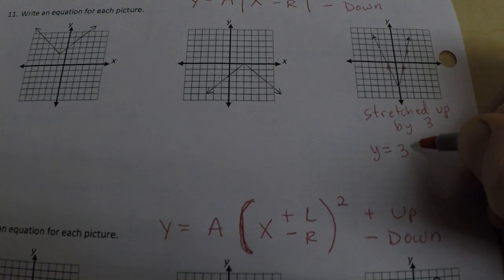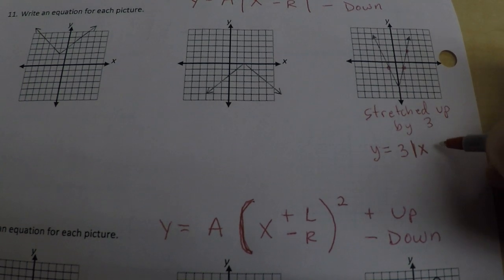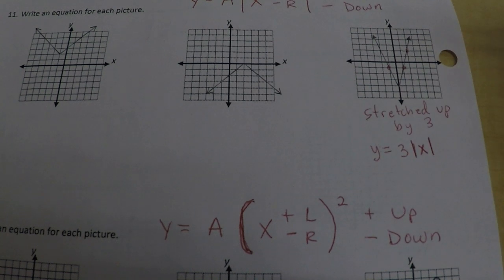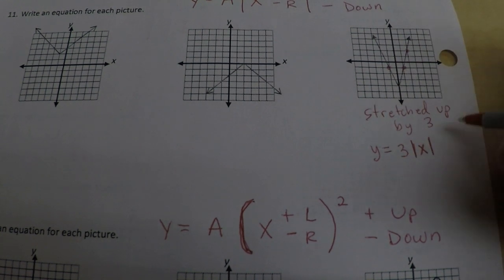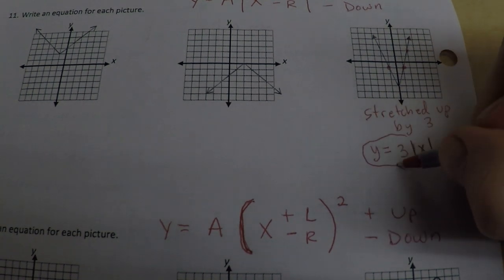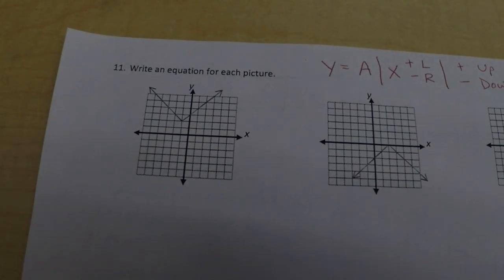So when I write the equation of this, it's going to be y equals, and I'll put a 3 in front, then I'm going to do absolute value. This did not move left or right, so I'm just going to put the absolute value there, but it did move down 4, so I'm going to put a -4. Okay, so that's the equation for that V shape. Now you should be able to do the V shapes for these two.